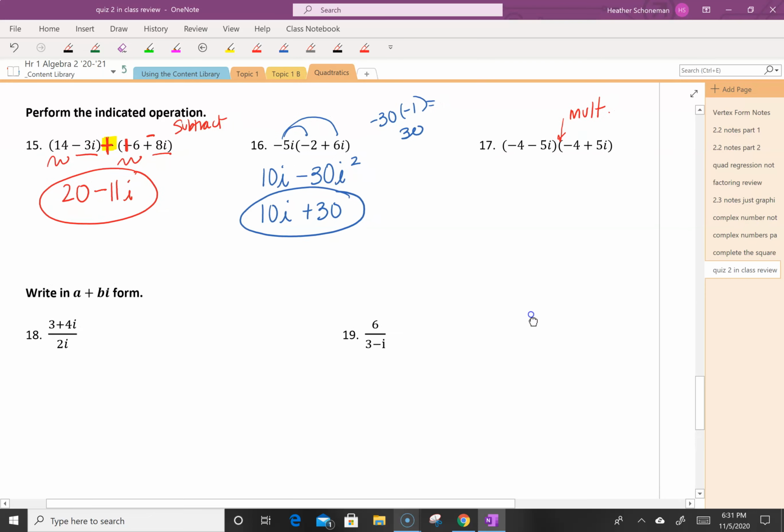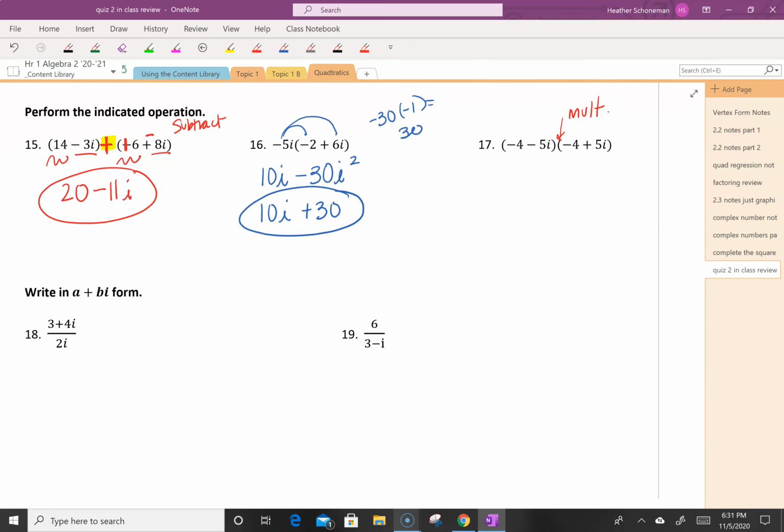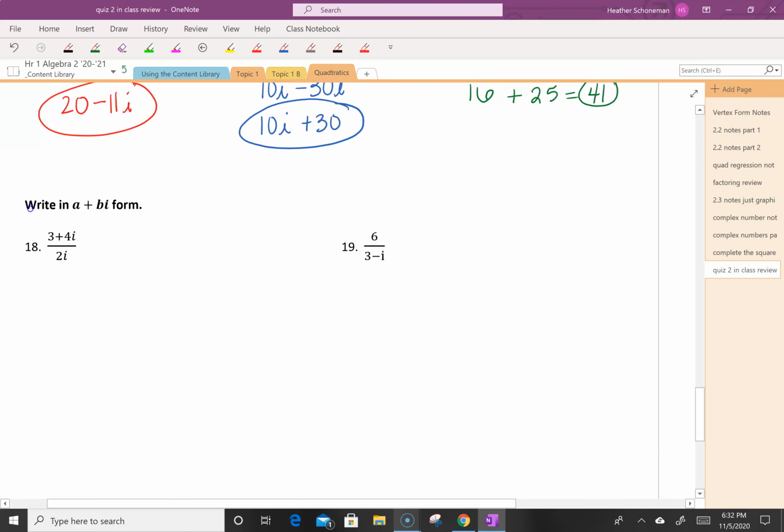All right, on the last one, I'm going to multiply, and because these are conjugates, only when it's a complex conjugate, I can use my shortcut. So negative 4 times negative 4 is 16. Negative 5i times 5i is negative 25i squared, which is just 25. So I have 16 plus 25, which would be 41.